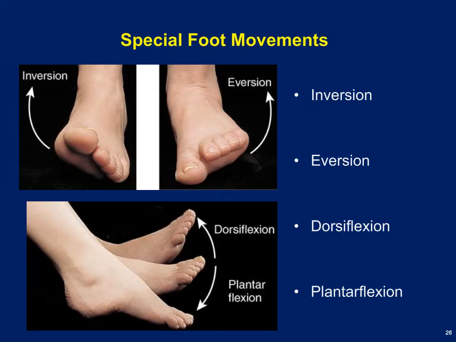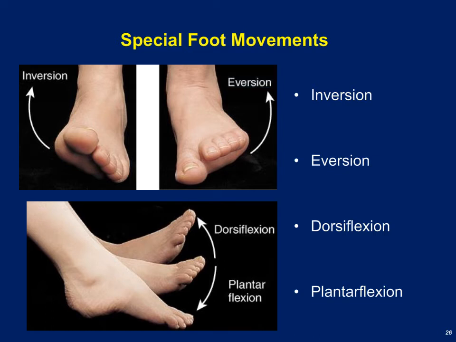Now we're going to look at some special movements of body parts, and the first part we're going to look at is the foot. So the foot can do some pretty cool stuff. One of these things is called inversion, and inversion is when you stand on the side of your feet, forcing your big toe to elevate off the ground. On the other hand, eversion is when we put our big toe on the ground and face our little toes out and pull them off the ground, and that's eversion.